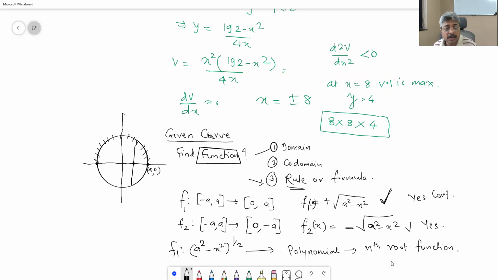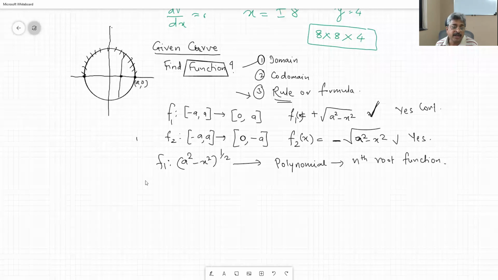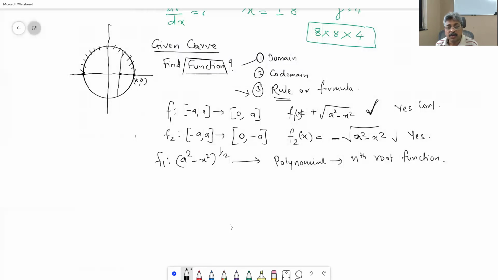Okay, so continuous. Is this the only way to define this curve, which is a circle, or can we have some more definitions? Already a few students have done it. So can we try a few more definitions? In how many ways can we actually define this curve in terms of function?